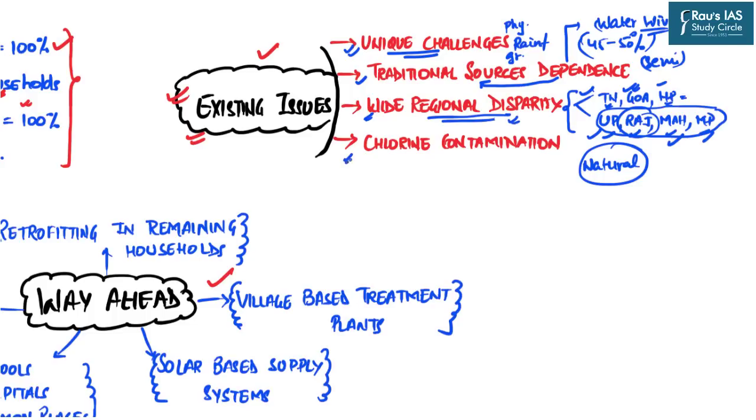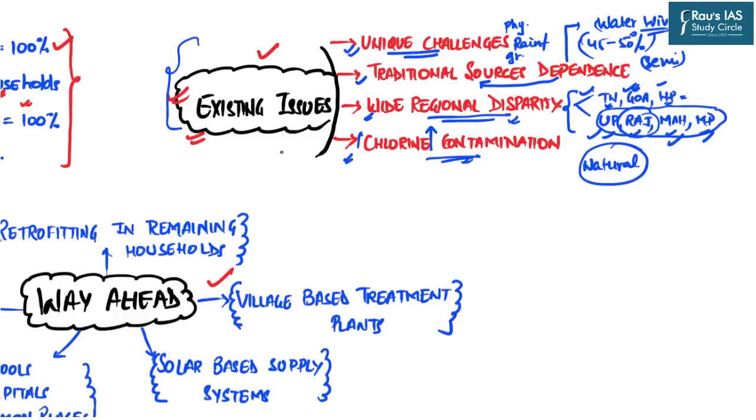And the last challenge is increased chlorine contamination in the water provided by these taps to various areas. There have been instances where, in order to purify the water and ensure its quality, the chlorine added to the water increases or breaches the safe limits, and that is why there have been instances of chlorine contamination in certain areas. So obviously we need to tackle these existing issues.